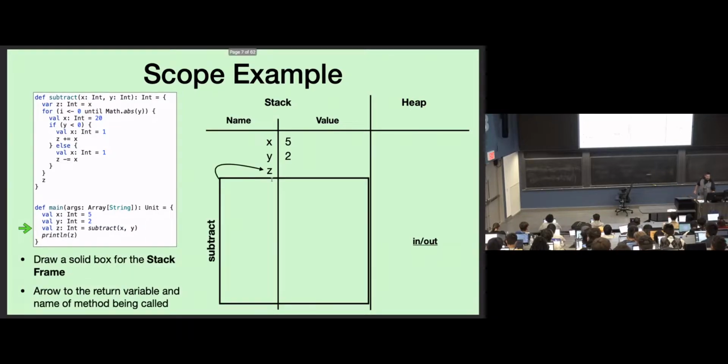We're going to add the stack frame as a solid box, and we're going to label the name of the method that's being called so we have an idea of what this stack frame is, what it's being called from. This is the subtract method, so we're going to label it subtract. And we're going to draw an arrow from the upper left corner of the stack frame over to where the return value is going to go. So this return value is going to be assigned to the variable z in the main stack frame, so that's where our arrow is going to go.